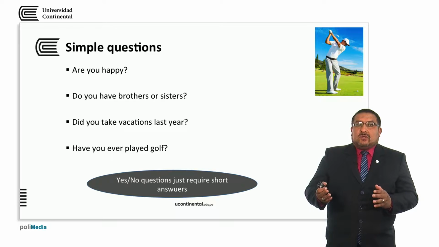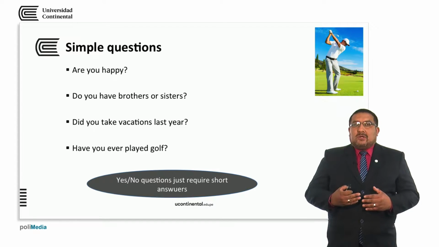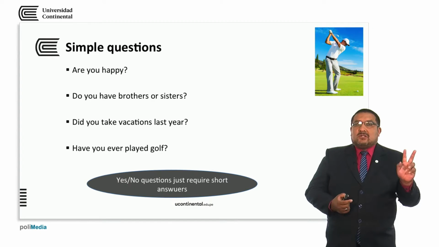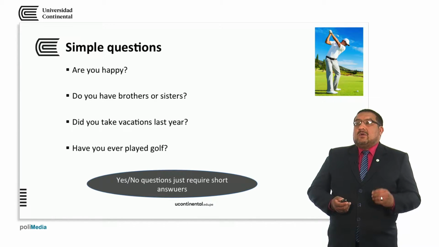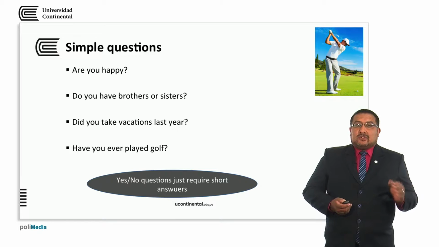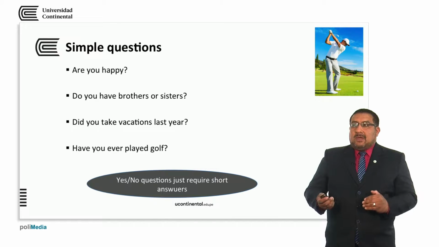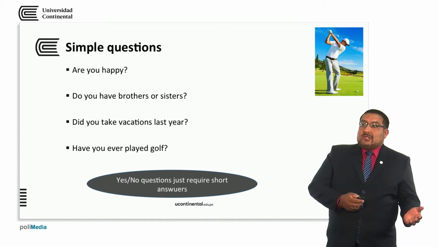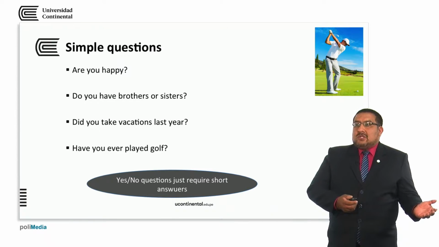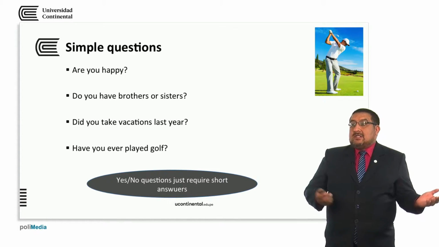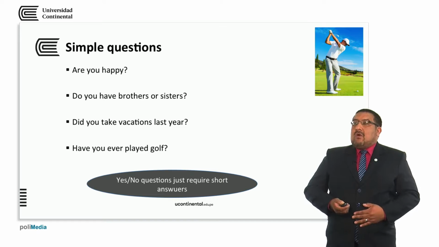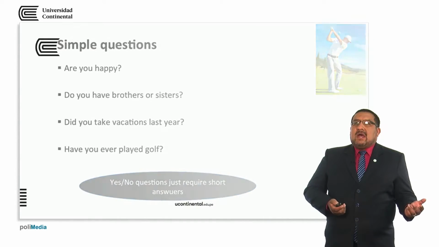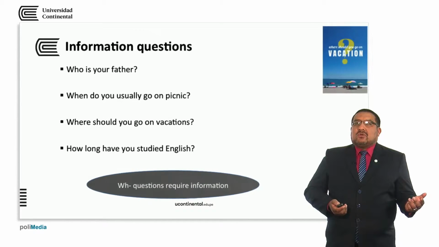In a question, we use auxiliary verbs, we use some regular formation, but there are two kinds of questions. Simple questions are the ones that require only short answers, yes or no. Are you happy? Yes. Do you have brothers or sisters? No, I don't. Did you take vacations last year? Yes, I did. Have you ever played golf? No, I haven't.